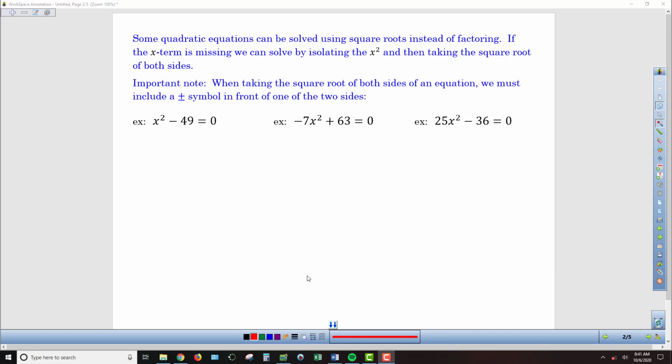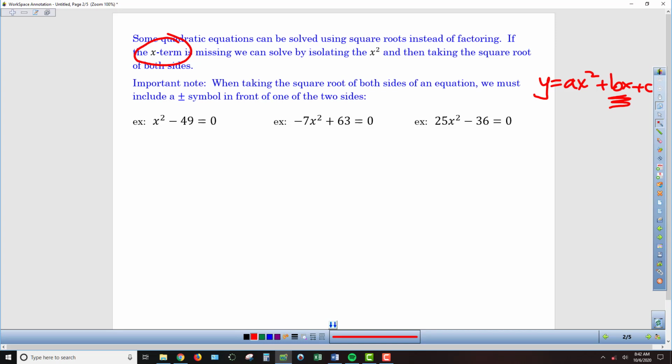So let's use those square roots to solve some quadratic equations. The first thing we need to take note of in all these examples is there's no x term in our equation. So the first one, x squared minus 49. If we go to our y equals ax squared plus bx plus c, there's no bx term. It's missing. There's an x squared, there's an integer piece, there's no x term.